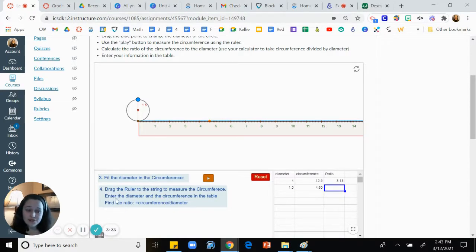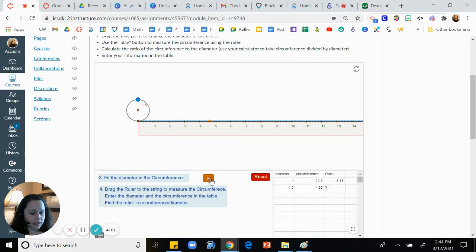And notice the instructions here are pretty helpful. It says enter the diameter and the circumference in the table. Find the ratio equals circumference divided by diameter. So this is where you're going to use your calculator. You're going to take your calculator and take your circumference. So mine is 4.65. And divide it by your diameter, which mine is 1.5. I got 3.1. So that's what I'll type in for my ratio, 3.1.